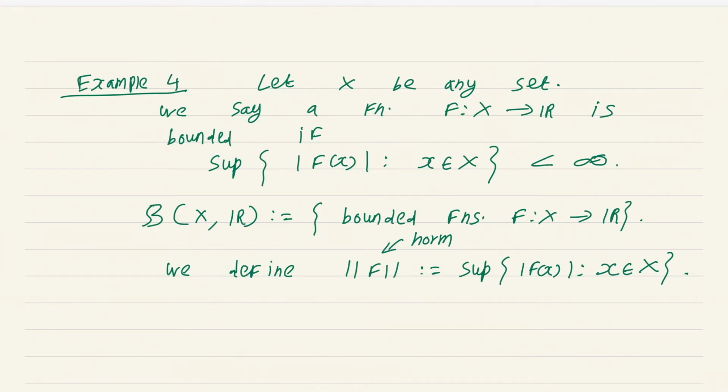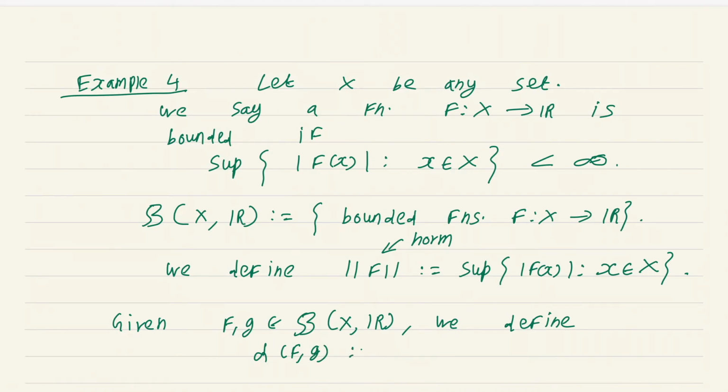And given f comma g in this collection B(X,R), we define d of f comma g by definition to be nothing but norm of f minus g. Okay, now obviously because f and g are bounded functions, f minus g is also going to be a bounded function, and this norm of f minus g makes sense.